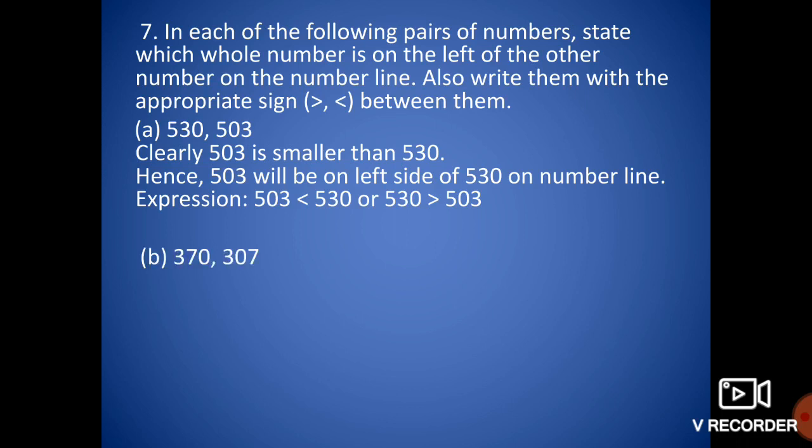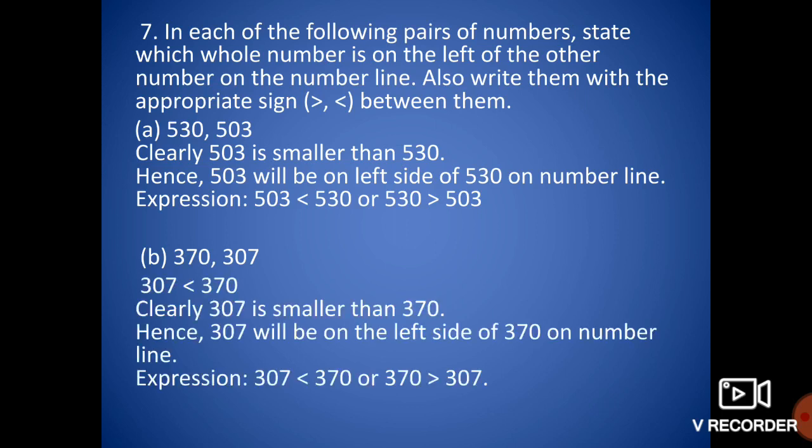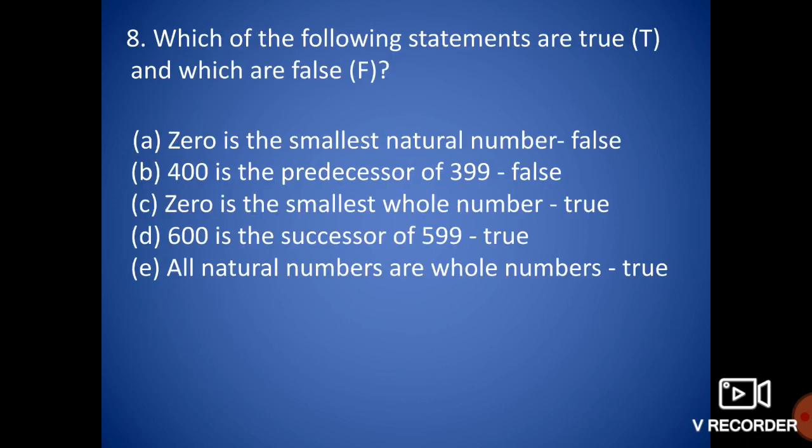Similarly, second problem we have 370 and 307. So comparing these two numbers, clearly we can say that 307 is smaller than 370. So hence 307 will be on the left side of 370 on the number line. So 307 is less than 370. Now eighth main, which of the following statements are true and which are false, we need to write down. So first question, 0 is the smallest natural number. It is false because 0 is not a natural number, it is a whole number. So natural numbers always starts from 1.